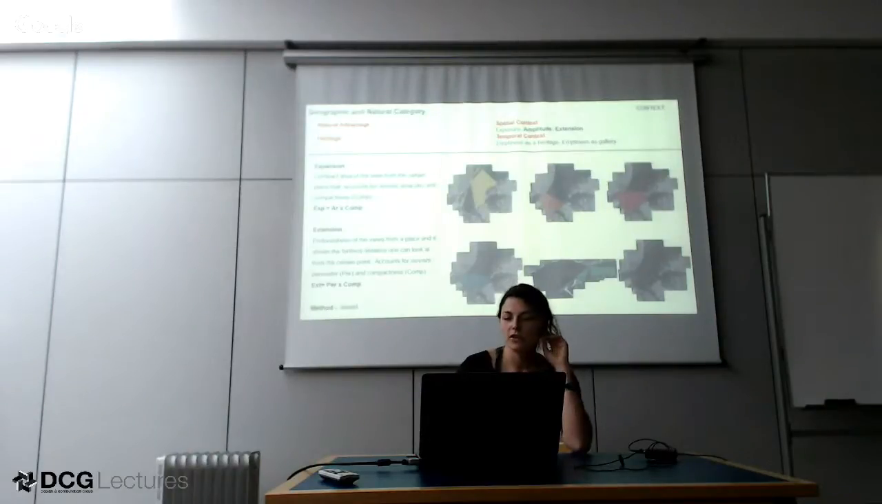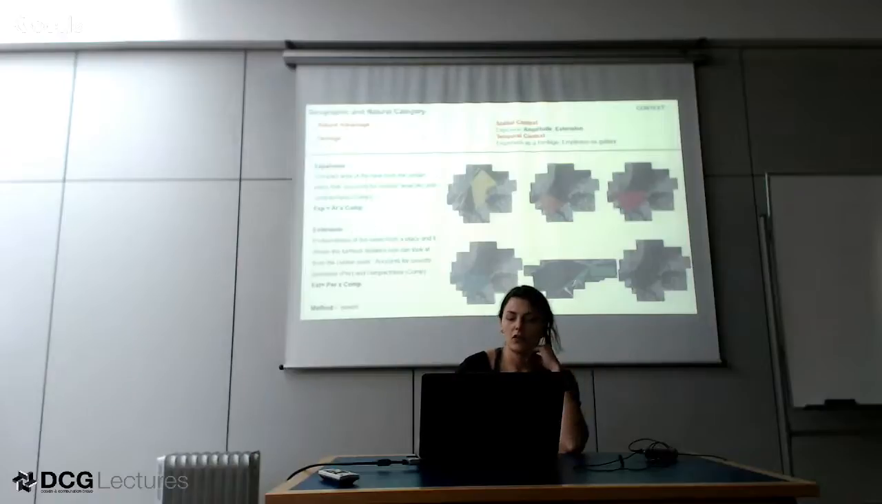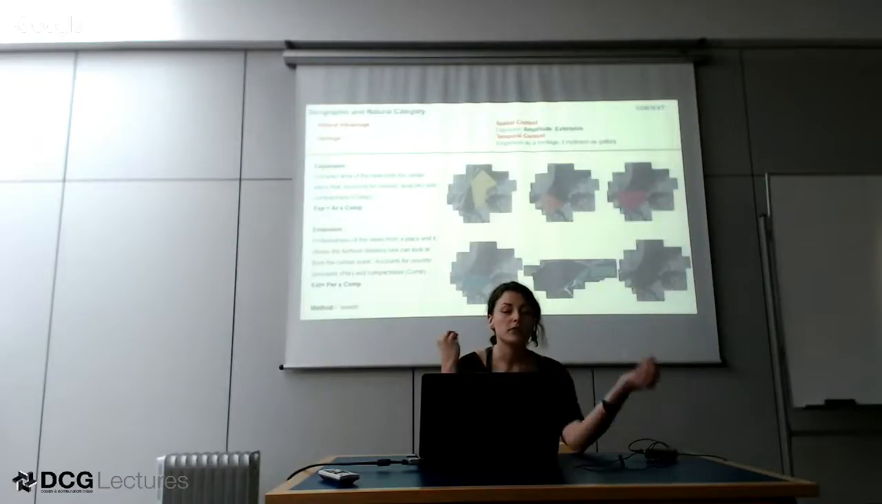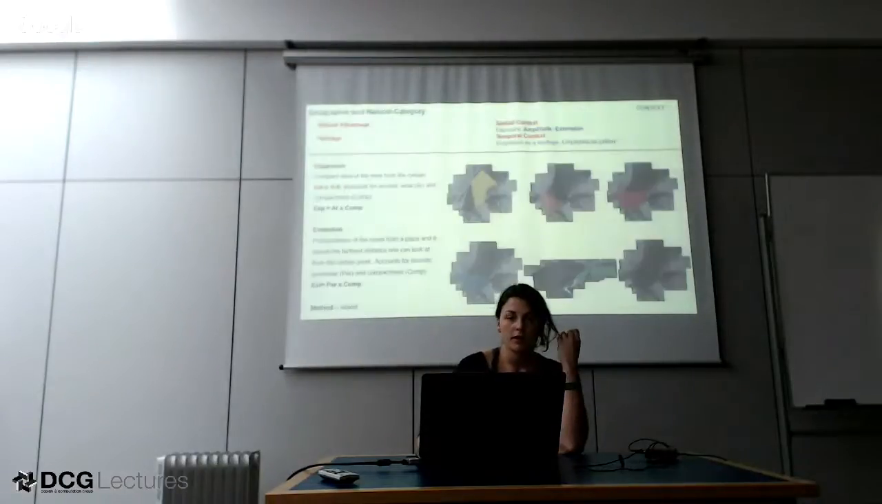One is expansion, which accounts for area, but then also compactness of isovist, and then extension, which accounts for perimeter, and also compactness, which shows how deep our view is. And those two are shown to be very important in the apprehension of space. Those are two types of shape factor.